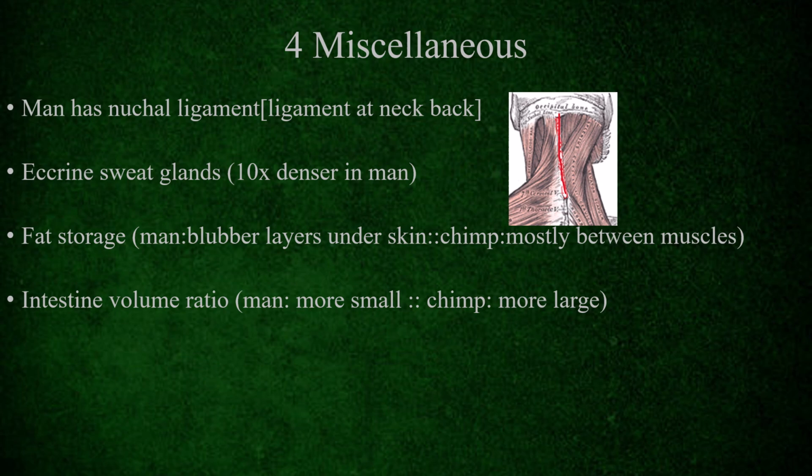And then finally, when it comes to intestine volume ratio, it's more for the small intestine in humans, and it's more for the large intestine in chimps, meaning the volume of the human small intestine is greater than the volume of the human large intestine, and it's the reverse for chimps and other apes. And that makes a digestive difference.